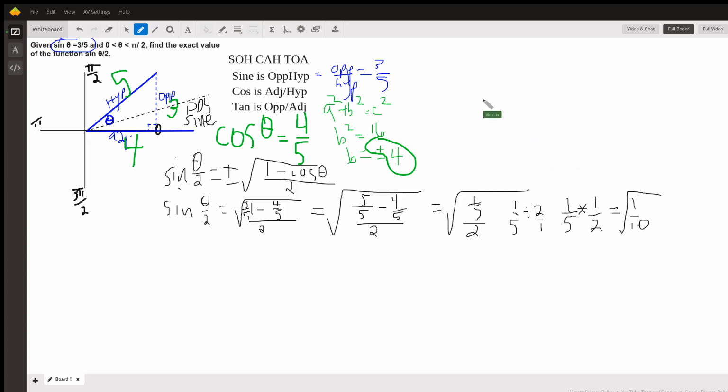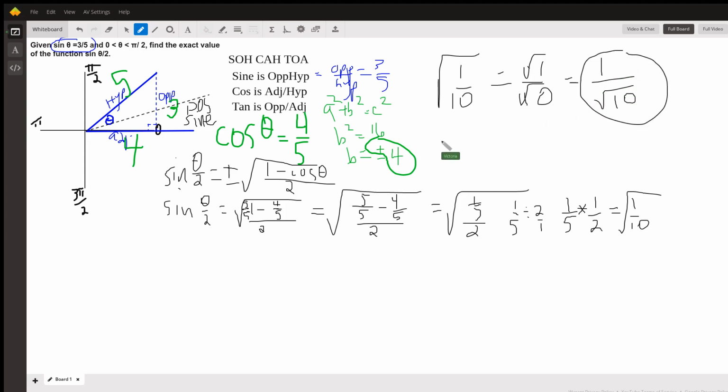Okay, so now the last thing we have to do is realize that the square root of 1/10 is the square root of 1 over the square root of 10. And the square root of 1 is 1. And you just leave the square root of 10 here. Now, that's the answer. But if your teacher wants you to rationalize your answers, you'll have to rationalize this by multiplying top and bottom by the square root of 10, and then you'll get the square root of 10 divided by 10. And that will be your answer.